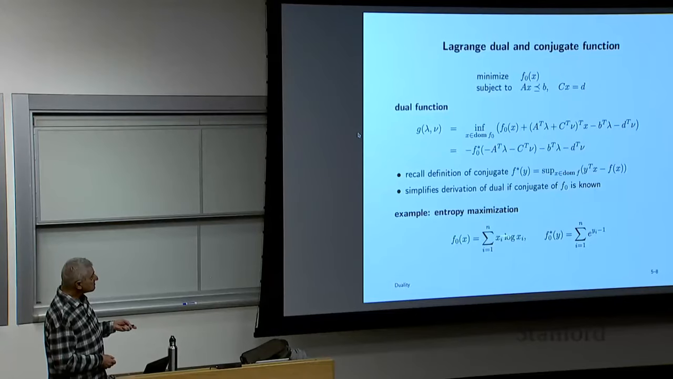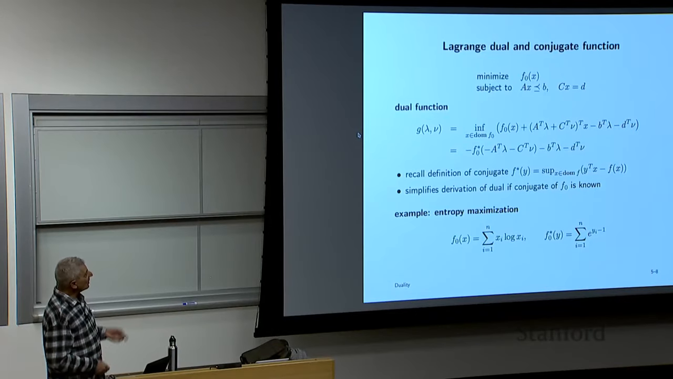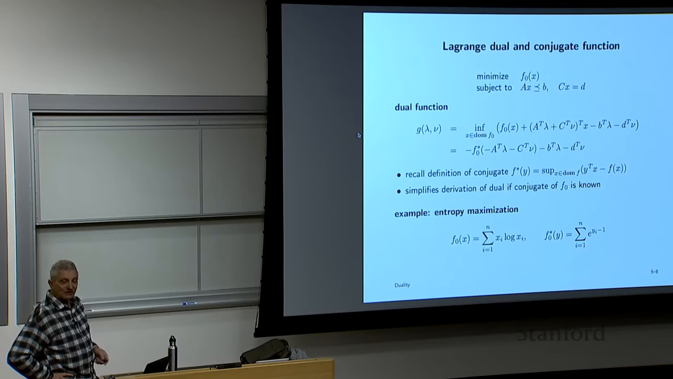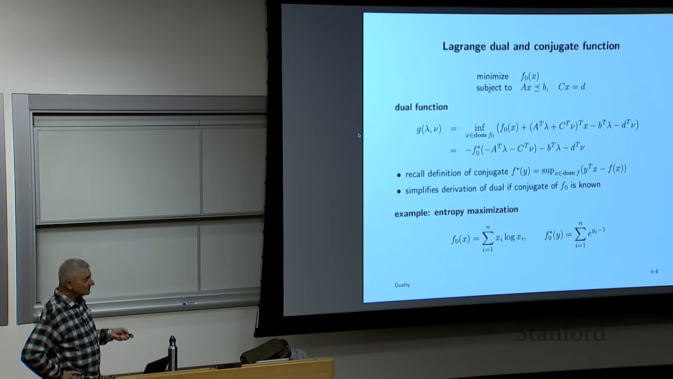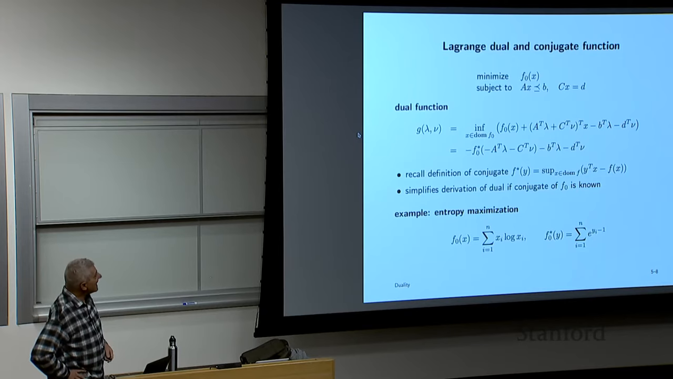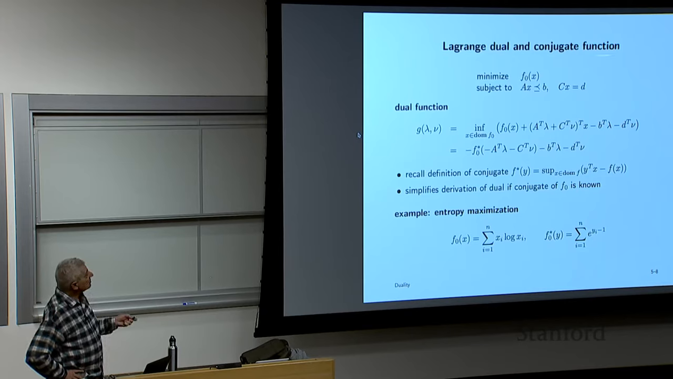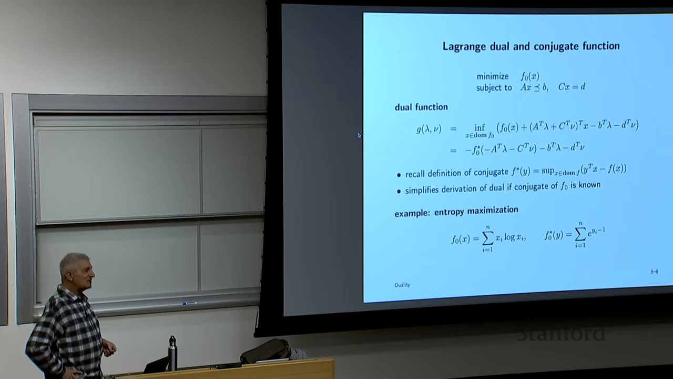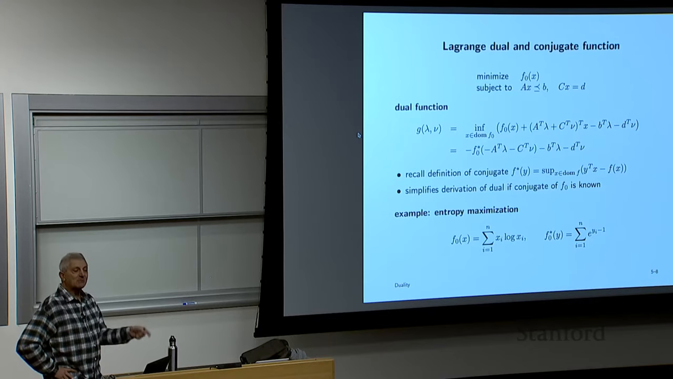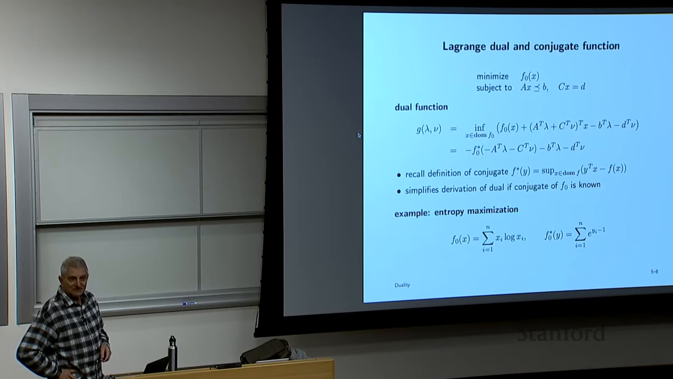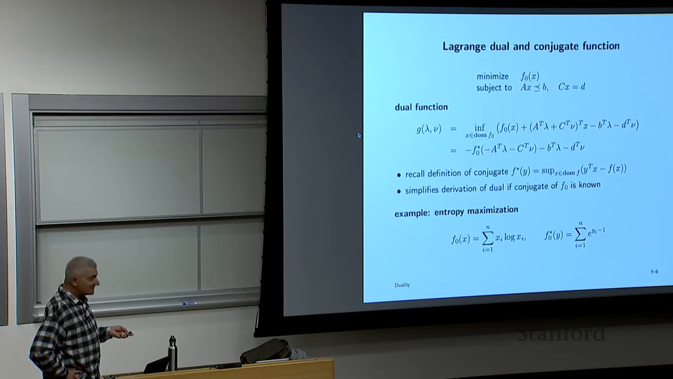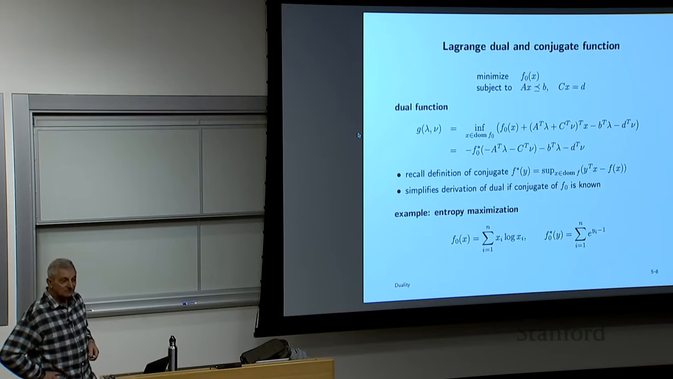So in this case, you could go through all of this, but there's no reason to. I'd go to Google and type in conjugate of negative entropy, and you will find out that it's just this thing, right? And then that means that the dual function of a maximum entropy problem is a convex optimization problem that involves exponentials, right?